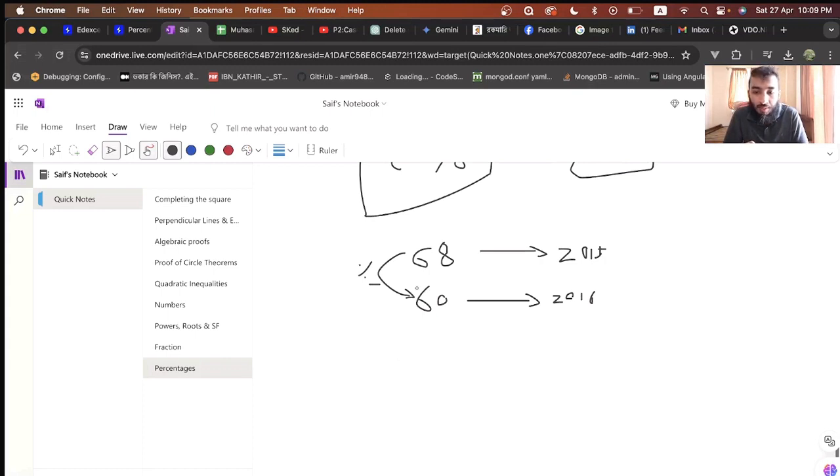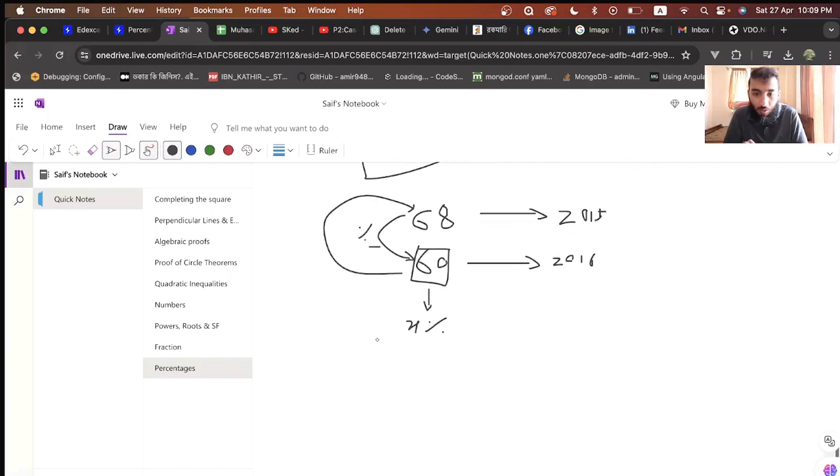So you have to calculate the percentage decrease from 68 to 60 in 2016. Let's say 60 is x percent of 68, or x percent of 68 is 60.